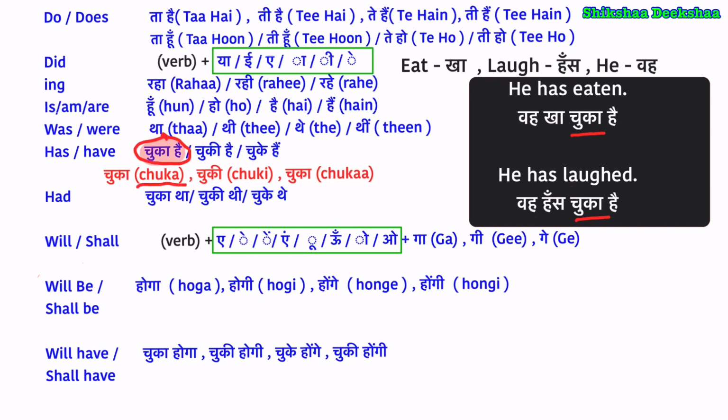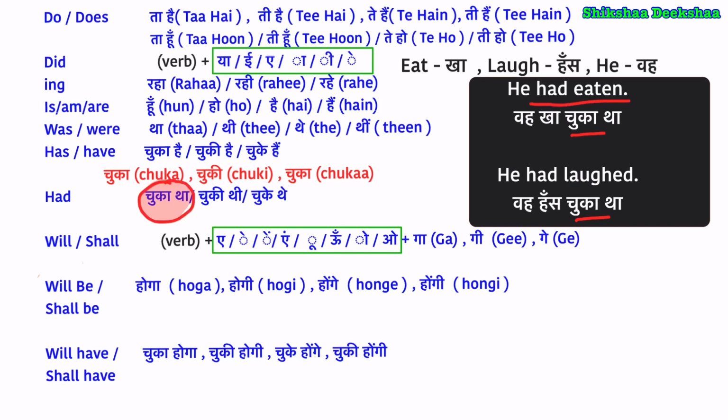Present perfect tense now. Has eaten, has laughed. So we will write चुका है after the verb. वह खा चुका है, वह हंस चुका है. Now past perfect tense. Had eaten, had laughed. So we will write चुका था after the verb. So वह खा चुका था, वह हंस चुका था.